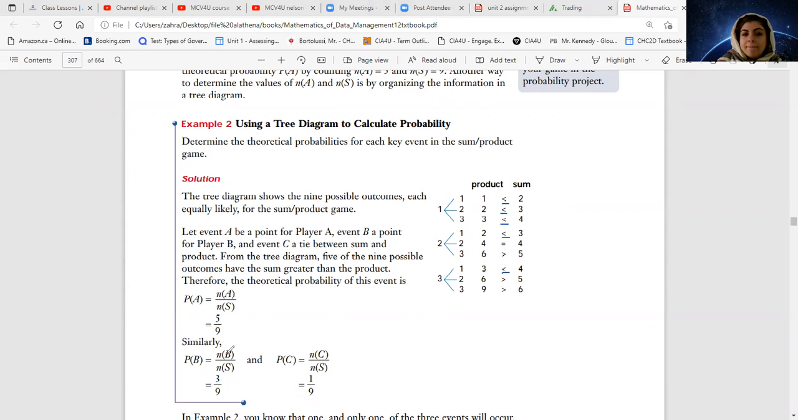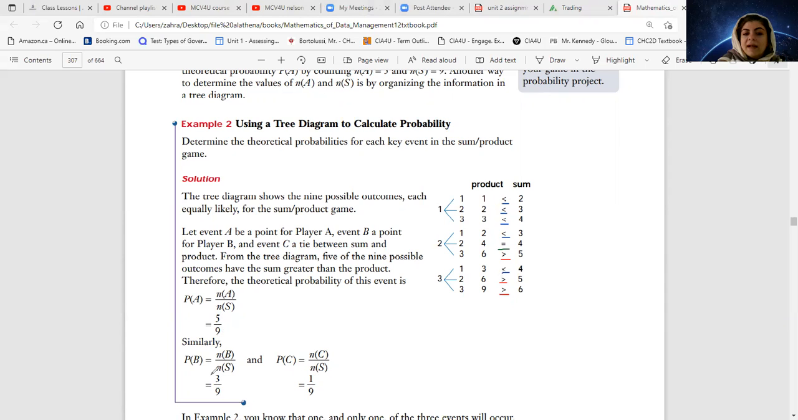Similarly, event B is when the product is greater than the sum. The product greater than the sum event is 1, 2, 3. That's why the probability that the product is greater than the sum is going to be 3/9. 9 is the total outcome. And then C is when both are the same. So we just have one event there, where the product and sum are equal. So it's going to be 1/9.